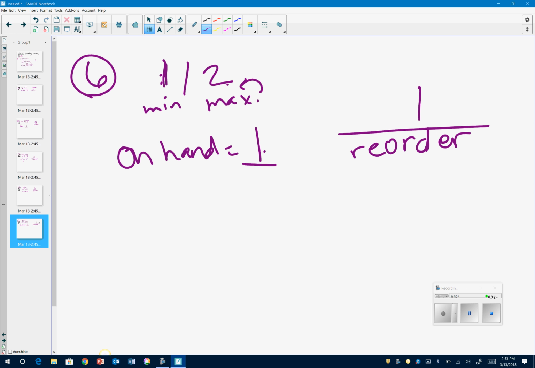These are all basically the same, and that's all you're doing. Just remember, on your minimum, if your on hand is the same as your minimum or less, you reorder up to the maximum. If you have on hand in between the minimum and the maximum, you do not have to reorder at that time.